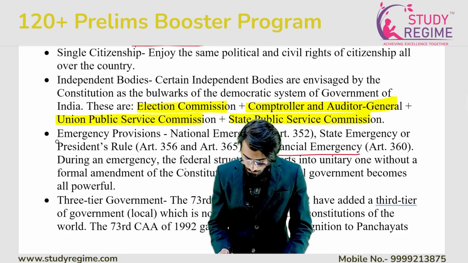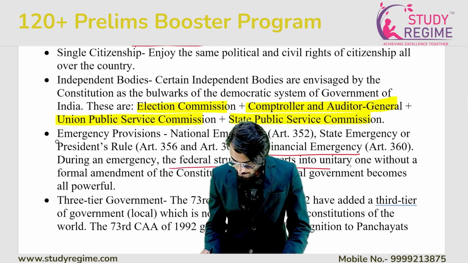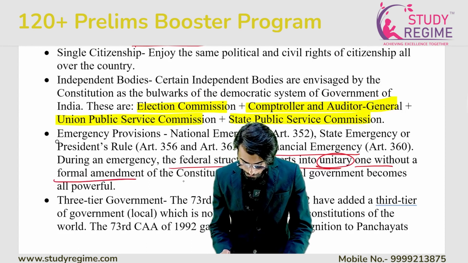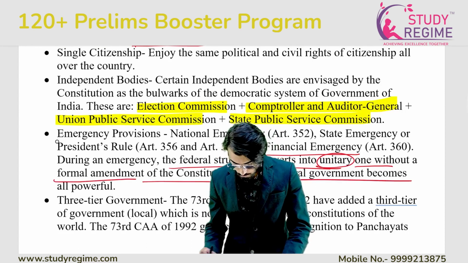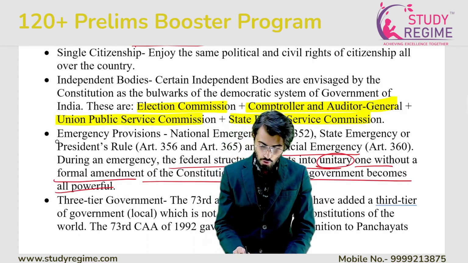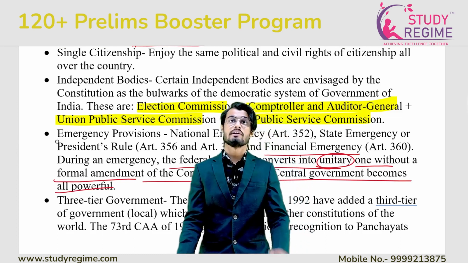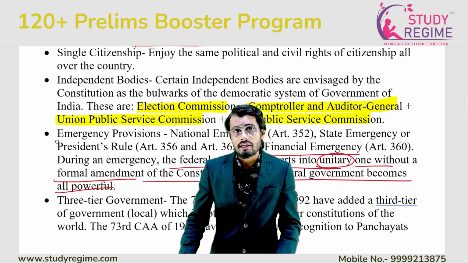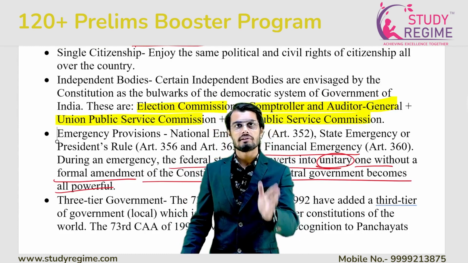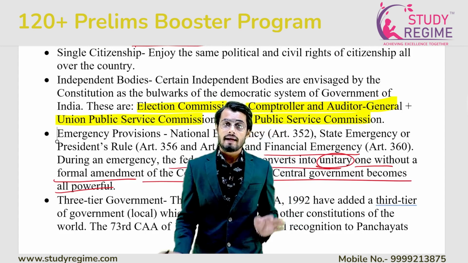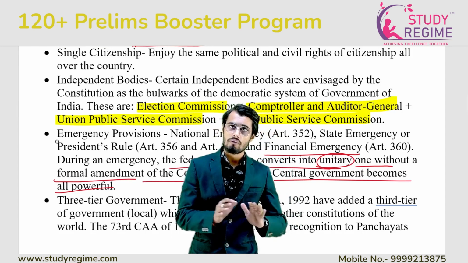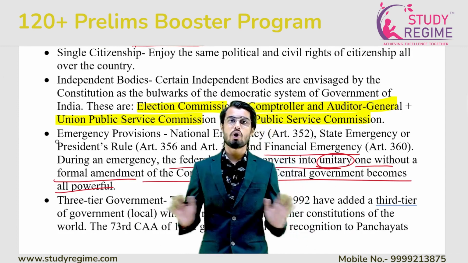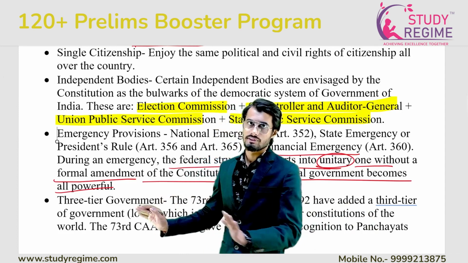During emergency, the federal structure converts into a unitary one without a formal amendment of the constitution, or the central government becomes all powerful and all the powers of the state cease. What does this mean? See, very important. We do have a strong center. A unitary form of government means the same. And when there is a provision of emergency in our country, the central government becomes all powerful. All the powers of states are seized.